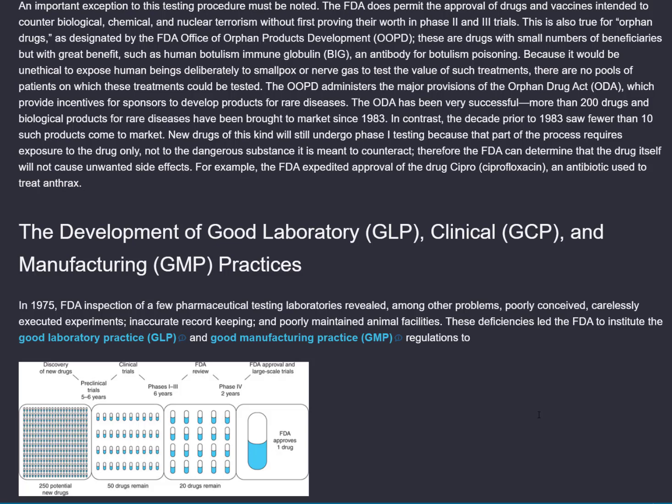New drugs of this kind will still undergo phase I testing because that part of the process requires exposure to the drug only, not to the dangerous substance it is meant to counteract. Therefore, the FDA can determine that the drug itself will not cause unwanted side effects. For example, the FDA expedited approval of the drug ciprofloxacin, an antibiotic used to treat anthrax.